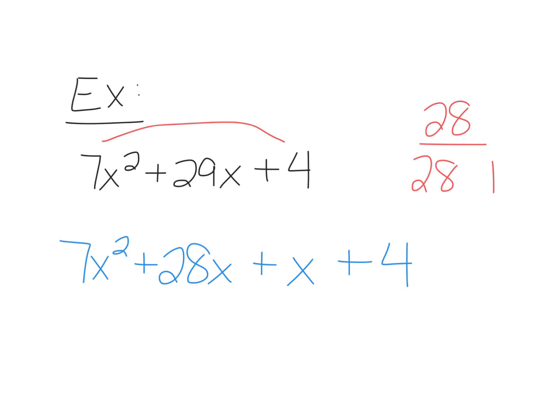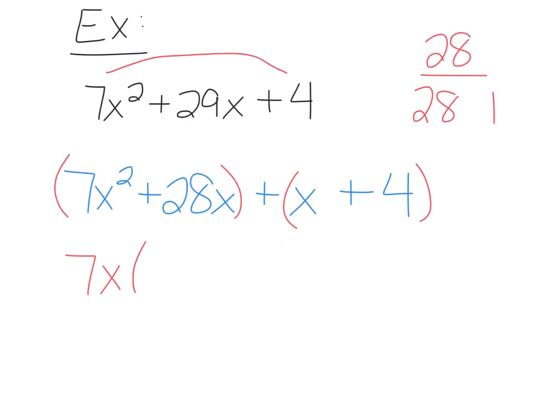What do I mean by grouping? We're going to take our first two terms and put them together, and we're going to take our second two terms and group them. Now we're going to factor each one separately. Looking at my first group, what's something I can take out? I can take a 7 and an x out. So 7 divided by 7, 1. x squared divided by x, x. And then 28 divided by 7? 4. x divided by x, none.